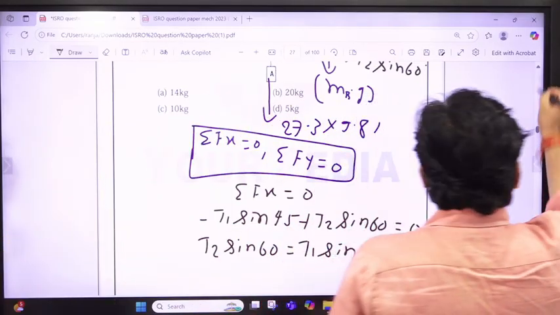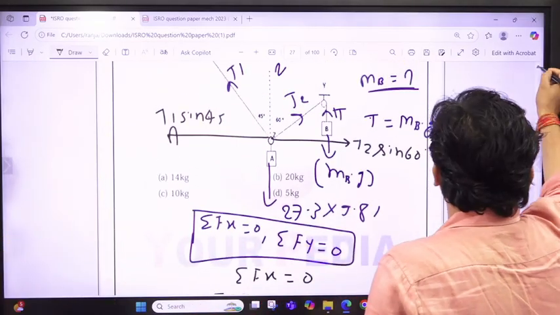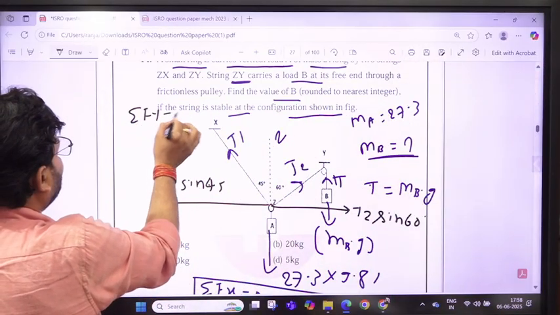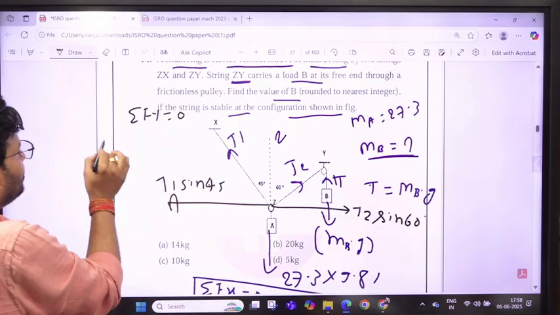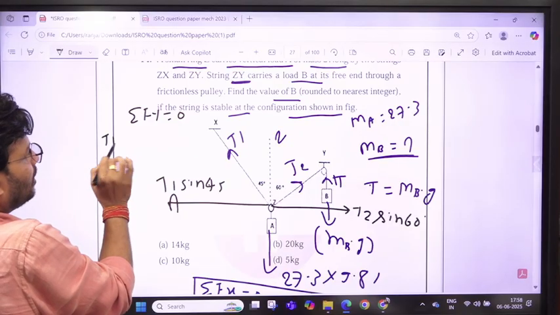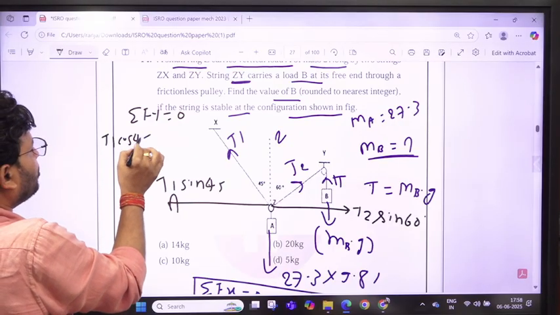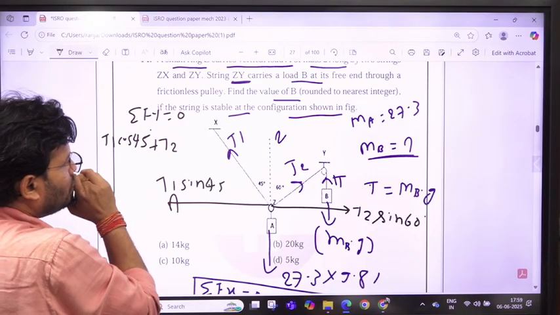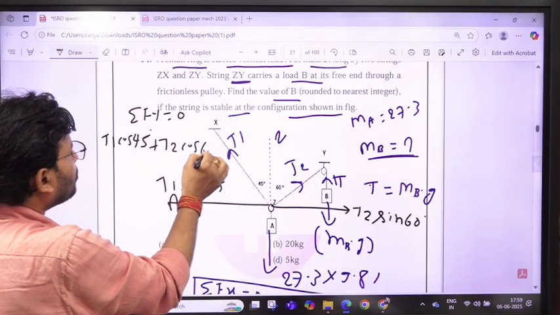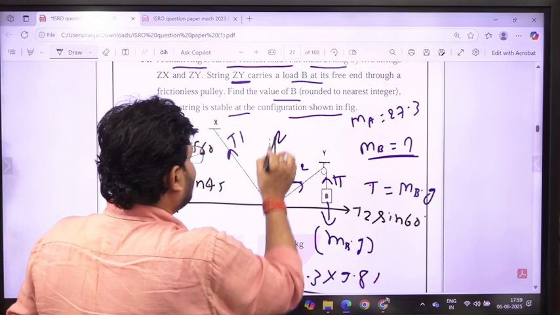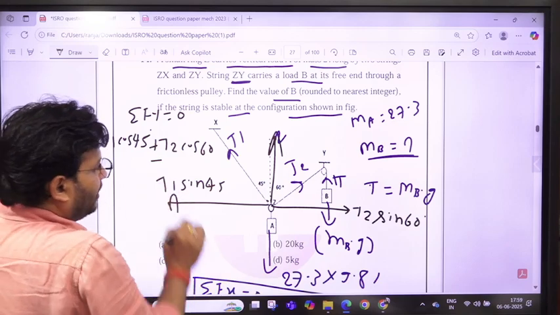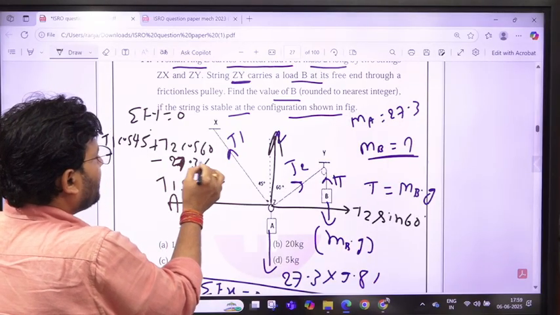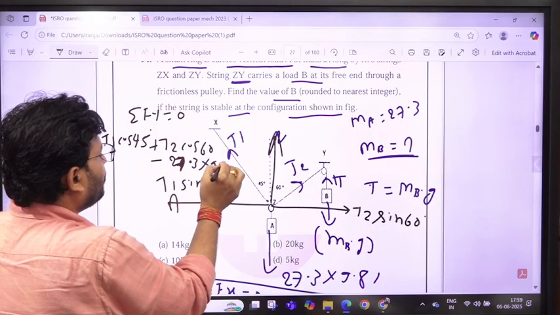Now sir, can I say Fy is also equal to 0? Summation of the force in y direction is also 0. So what will be the y direction? We can say, sir, T1 cos of 45 plus T2 cos of 60 in the vertical direction, minus 27.3 into 9.81 is equal to 0.